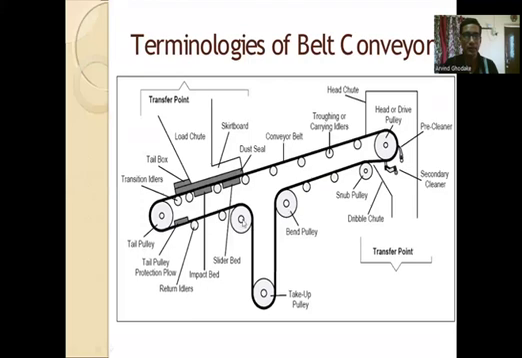This is a bend pulley. This is a tail pulley protection plow. Then these are the carrying run idlers, also called the troughing idlers. Then this black element is the conveyor belt. Then these are the return run idlers. To provide the required tension in the belt, the snub pulley is used. Then the belt pulley and take-up pulley are also there to maintain the required tension in the belt.